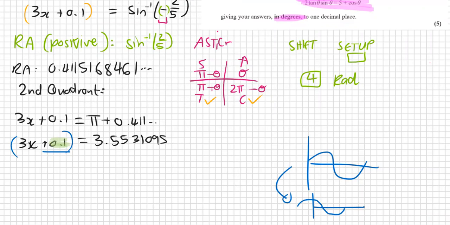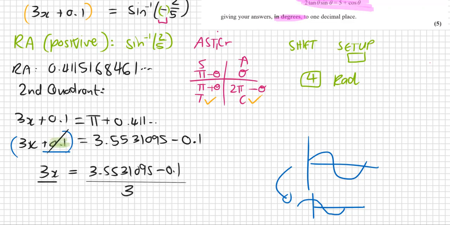So if we minus 0.1 on both sides, sorry, not 1, that cancels out. And then we end up with 3x equals 3.553109 and so on, minus 0.1. And the last step would be to get rid of the 3. So you divide by 3 on both sides. But just take note that this parameter here affects the period of our graph. Now we're looking for the general solution.